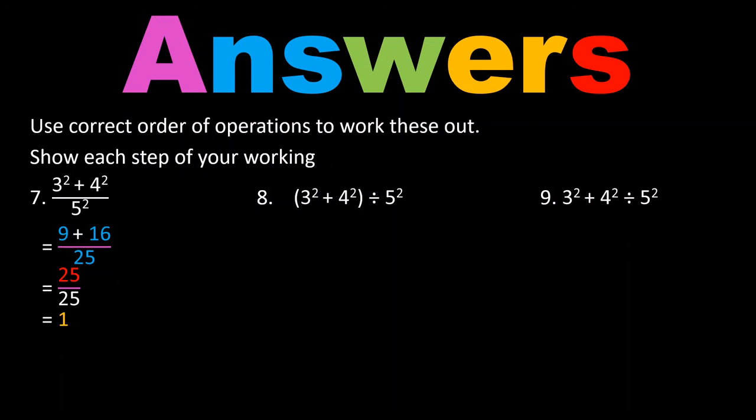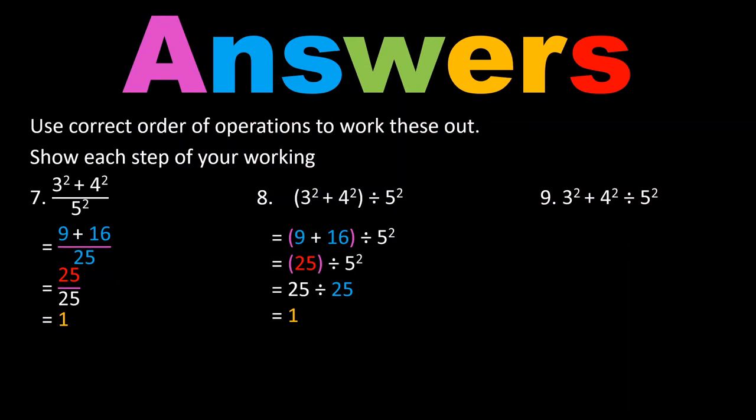What about question 8? Here we've got brackets, so let's work out what's inside the brackets first, starting with these exponents. Then we'll work out what's inside those brackets by doing that addition. Finally, we've got a division and we've got a power here. So let's work out that power. And we'll do the division. 25 divided by 25, same as 25 over 25. Both of these answers are 1. Can anybody tell me why they're the same?